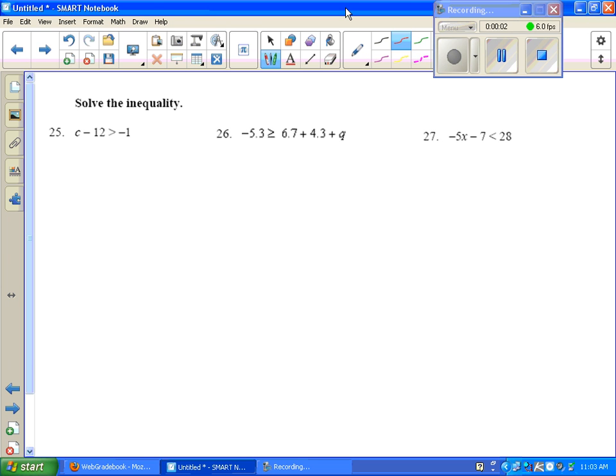This is spring test number 2. We're going from sections 1.1 all the way through 6.2. This is part 2 of test number 2, starting at number 25.